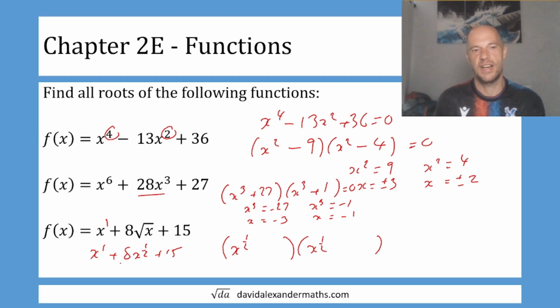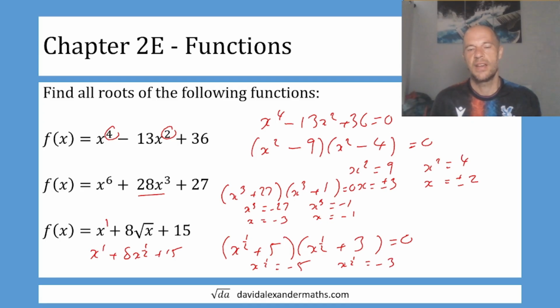x to the half times x to the half gives me an x, and if I chuck some numbers inside the brackets, that will give me a certain number of x to the halves. So factors of 15 that give me 8 are 5 and 3. So (x to the half plus 5)(x to the half plus 3) equals 0. So therefore x to the 1/2 is minus 5 and x to the 1/2 is minus 3. If the square root of x is negative 5, then that means x is minus 5 squared, so 25. And if the square root of x is negative 3, then x is negative 3 squared, 9.